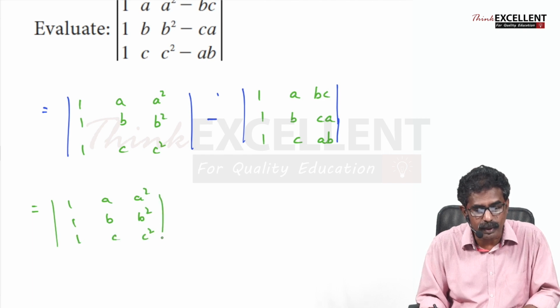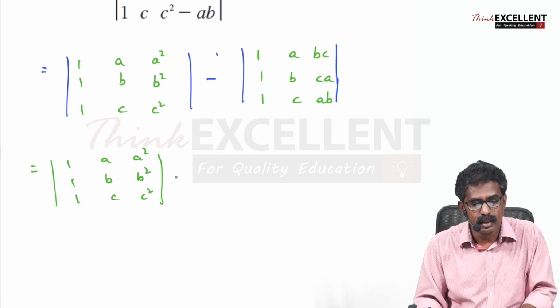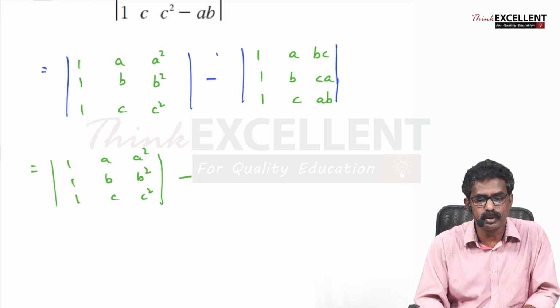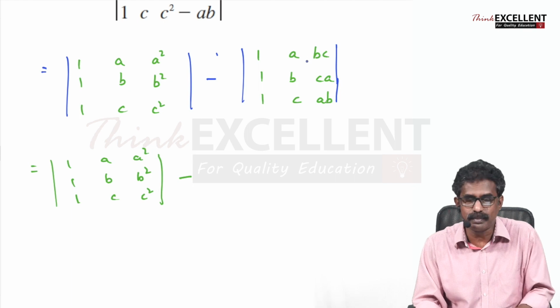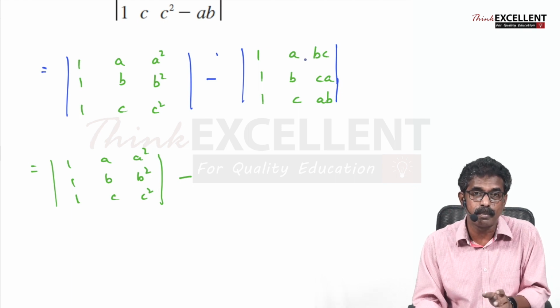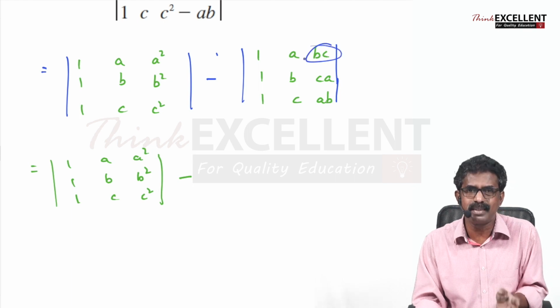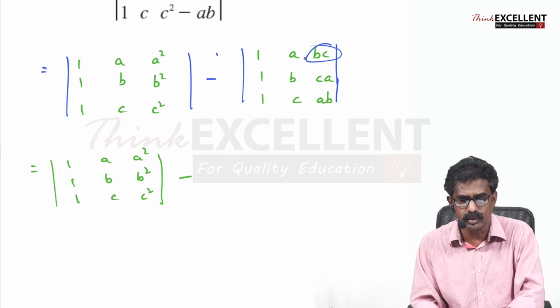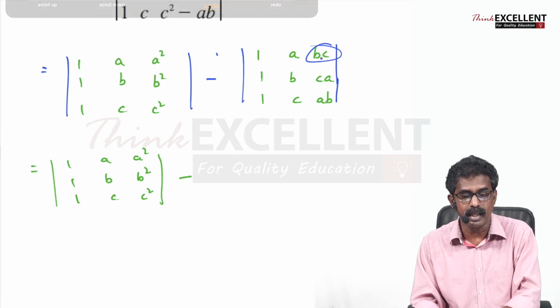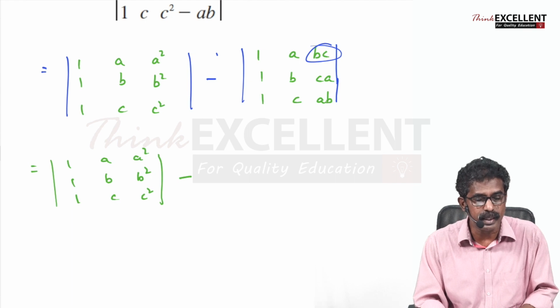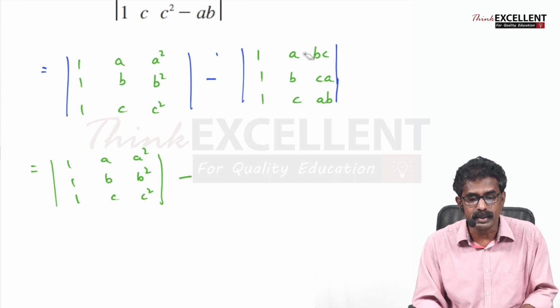So it's one of the very important questions, so listen very carefully. Minus. So what I am going to do, first row I am multiplying by A. Oh, you know, here something is missing. BC is there. Which letter is not there? A is not there. So first row I am multiplying by A. Second row I am multiplying by B. And third row I am multiplying by C.